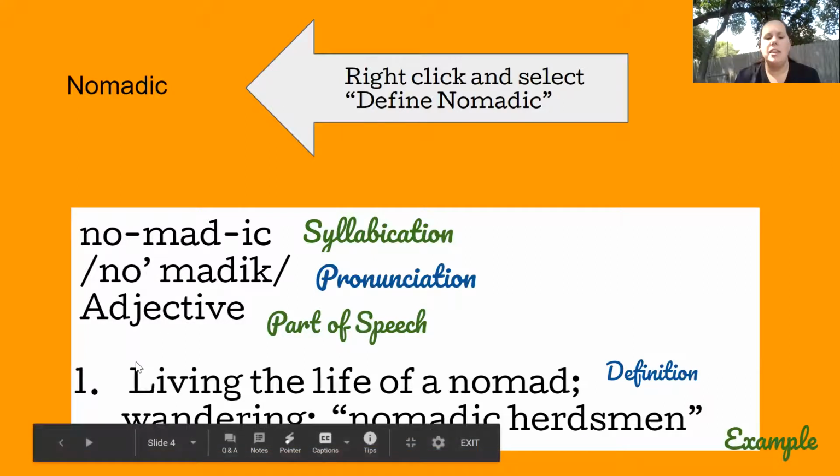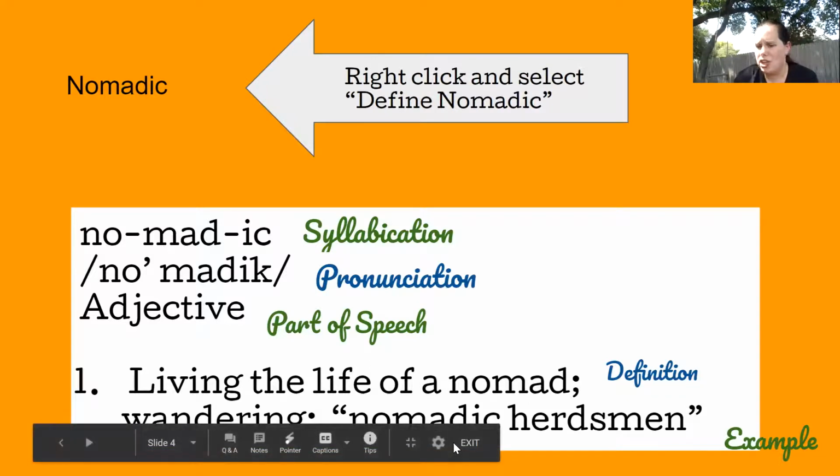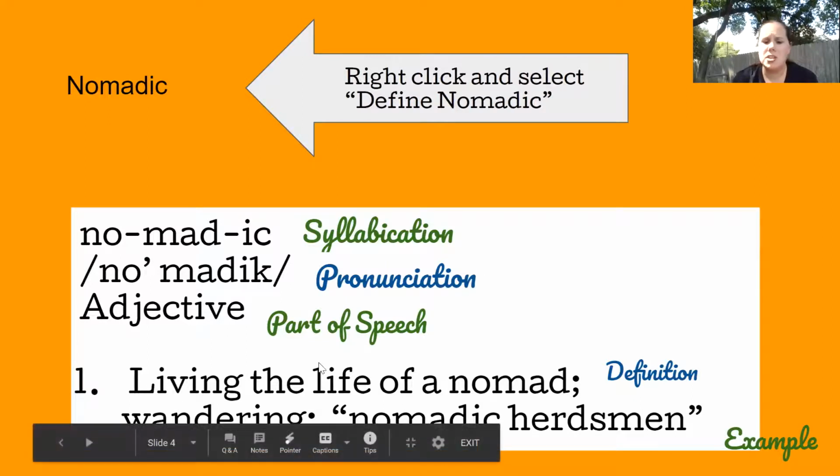Okay? And then it's going to list your part of speech. Now, some words can be more than one part of speech. It depends on how it is used. And in that case, your part of speech will come after the definition. But in this case, nomadic only has one definition, so it only has one part of speech. Okay? So it's living the life of a nomad. It's wandering. And then some dictionaries will even give you an example of that word. Okay?